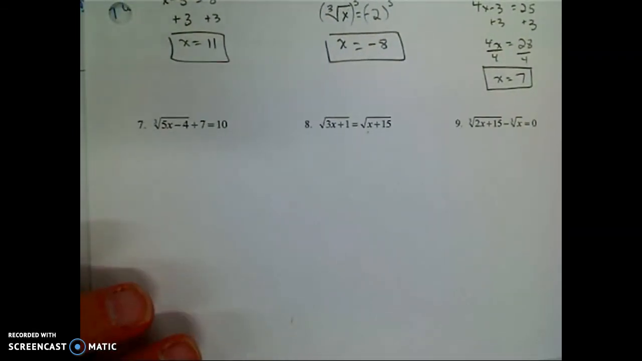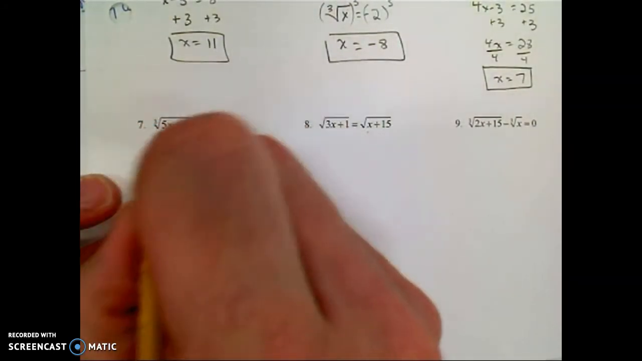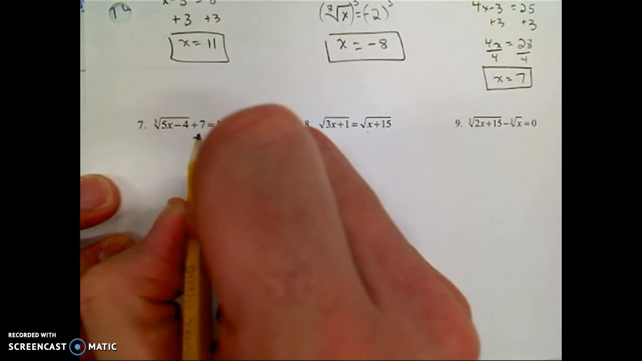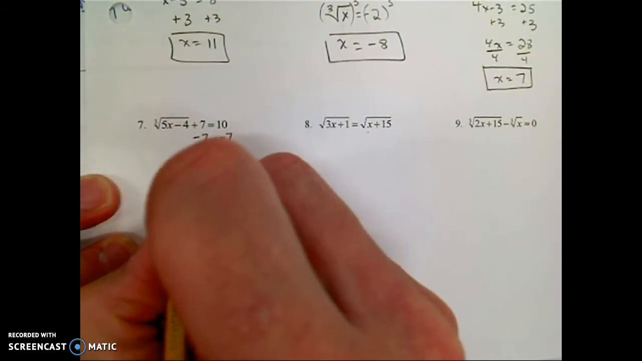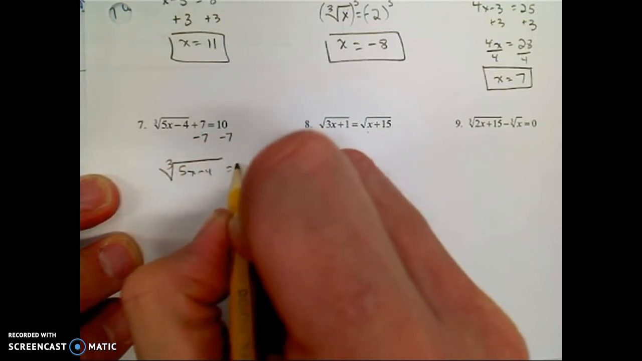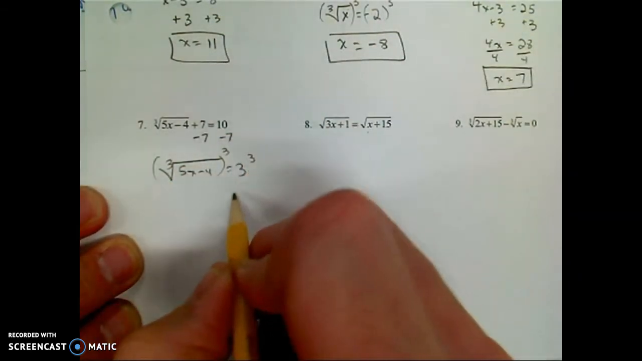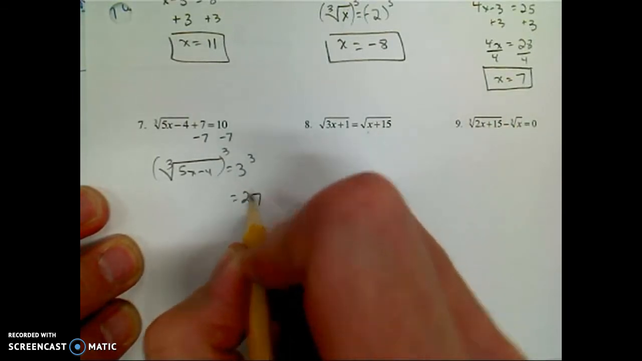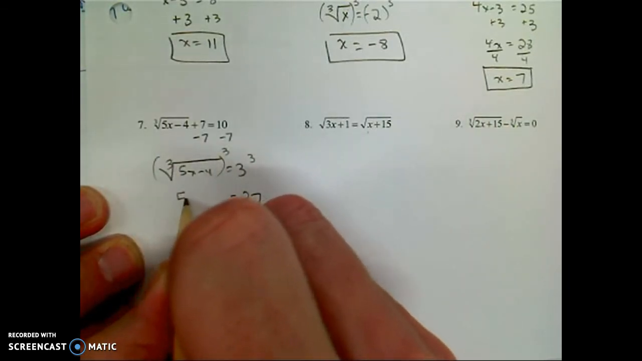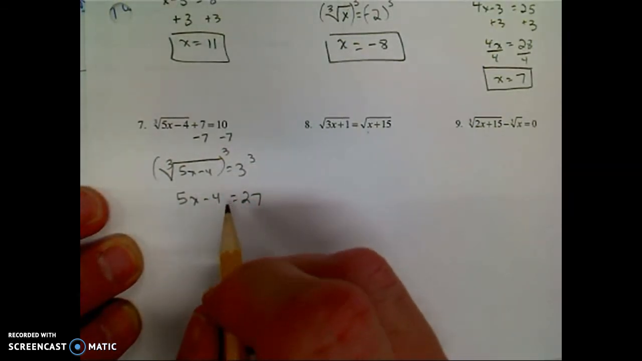All right, let's take a couple more challenging type of problems as we close out the notes. Here, I'm trying to isolate the cube root on one side, so I'm going to subtract 7. So the cube root of 5x minus 4 equals 3. Now I can cube both sides. 3 cubed, 3 times 3 is 9, times 3 again, 27. And when I cube a cube root, I'm left with just the radicand. 5x minus 4 equal to 27.